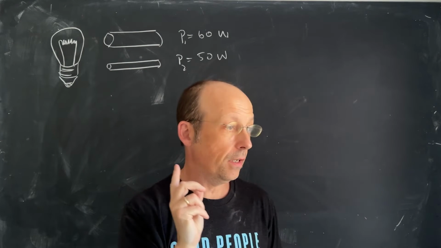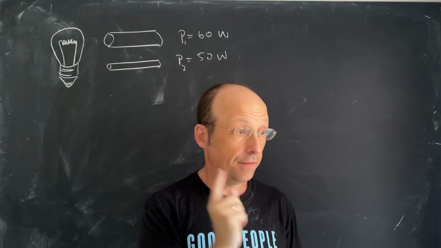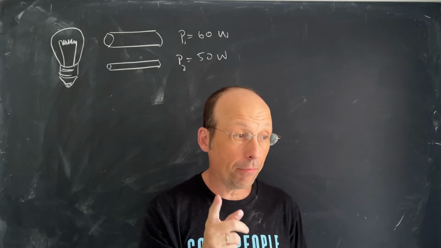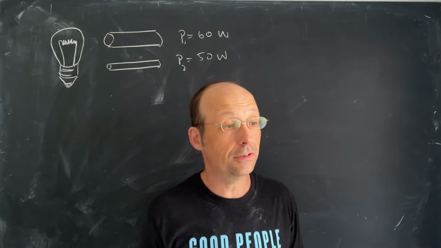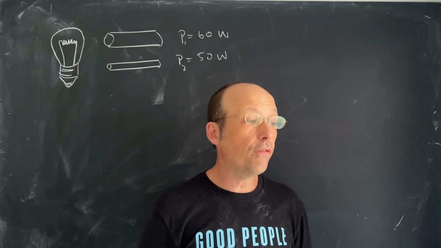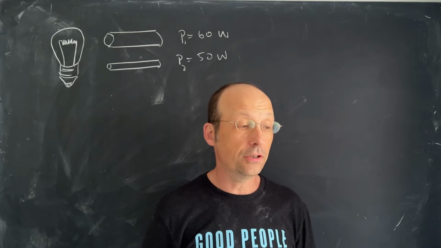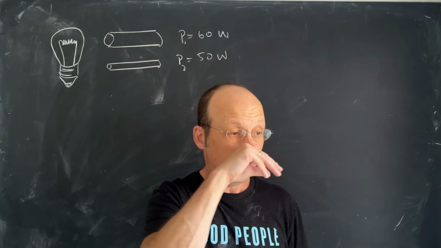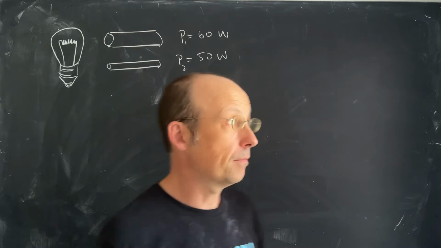Problem number 57 says an old light bulb draws 50 watts instead of 60 due to evaporation of the thinning of the filament. This is kind of an interesting problem. I don't know how the answer goes. Gonna do it live. By what factor is its diameter reduced, assuming uniform thinning along its length and no change in temperature?